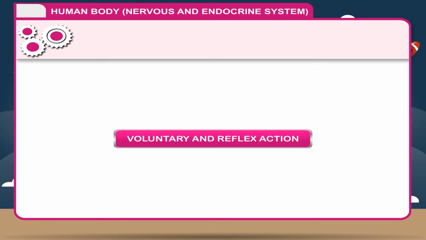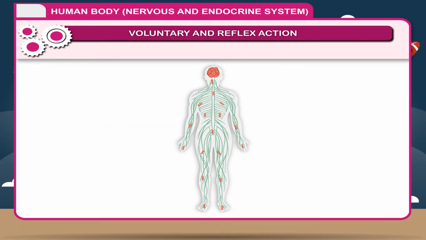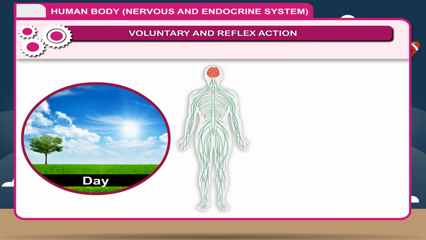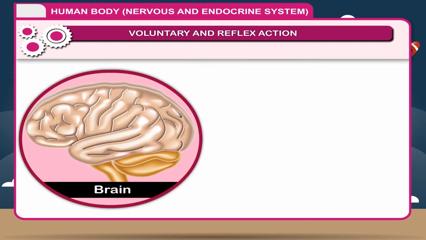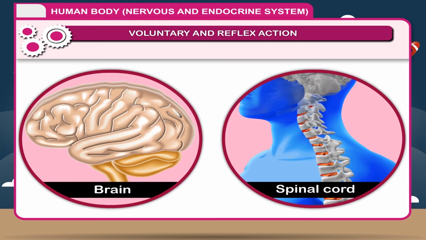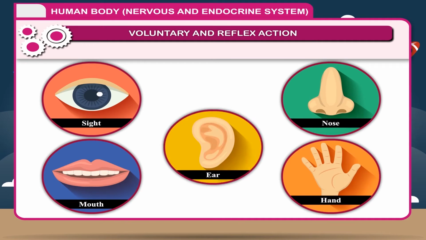Voluntary and reflex action. Our body performs a number of activities day and night. Some of the activities are controlled by brain and some are under the control of spinal cord. The nerves help us to send the message either to the brain or spinal cord. Brain or spinal cord accordingly reciprocate and send the message to the different organs of the body and the muscles to act.